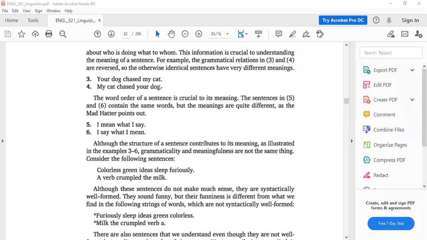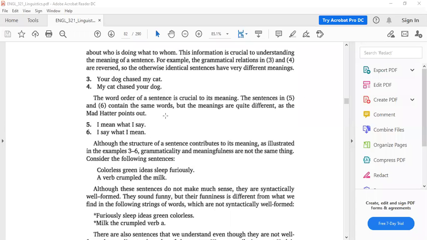One, they define the correct word order. Two, they specify the grammatical relations of a sentence. Three, the word order of a sentence is crucial to its meaning.